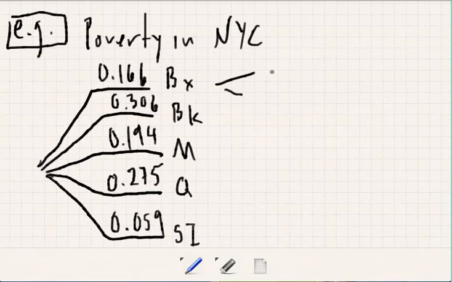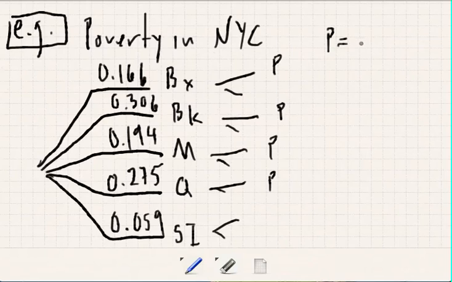Now let's look at the poverty rate of each of these boroughs. I'm only going to draw the branch corresponding to poverty. P here stands for poverty, namely the percentage of the people in each borough who live in poverty. The other half would be people who don't live in poverty, and the two probabilities for each of these branches would add up to 1, so you can figure that out. But in the Bronx, 27.1% of the people live in poverty.